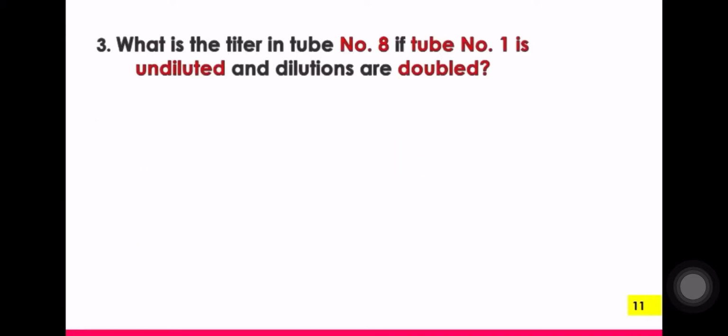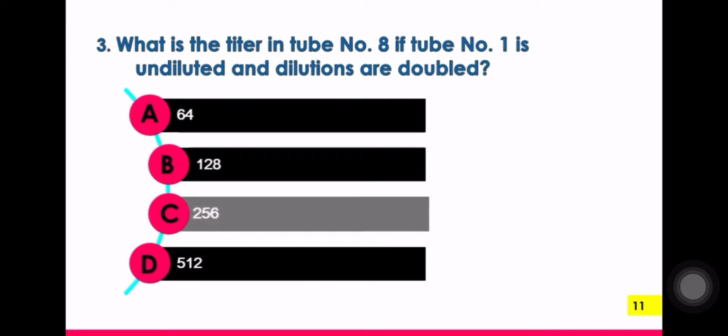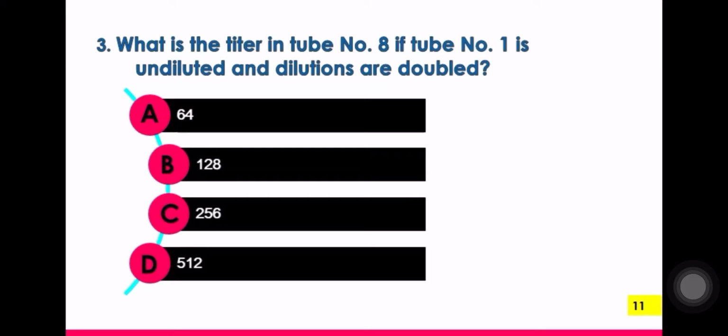Number 3. What is the titer in tube number 8 if tube number 1 is undiluted and dilutions are doubled? Again, what is the titer in tube number 8 if tube number 1 is undiluted and dilutions are doubled? A, 64, B, 128, C, 256, or D, 512.